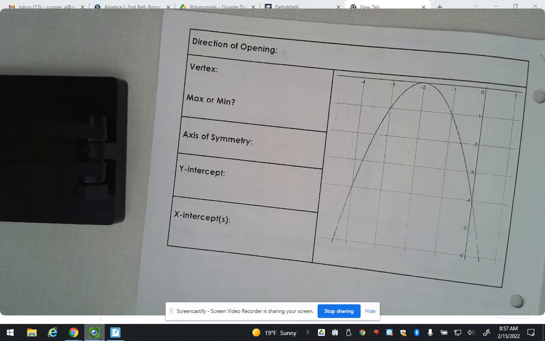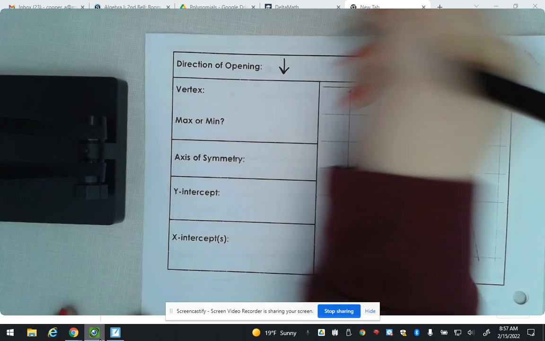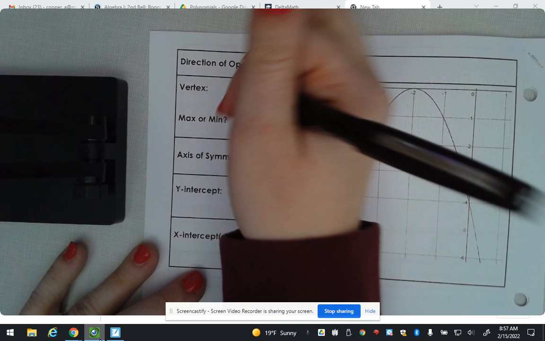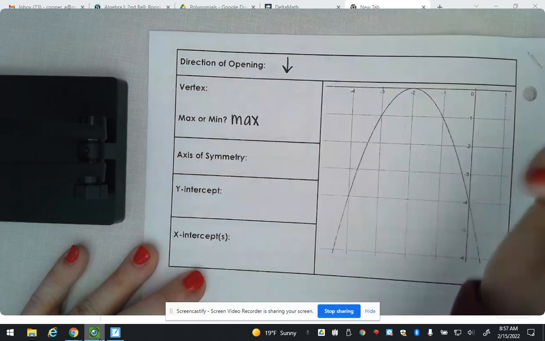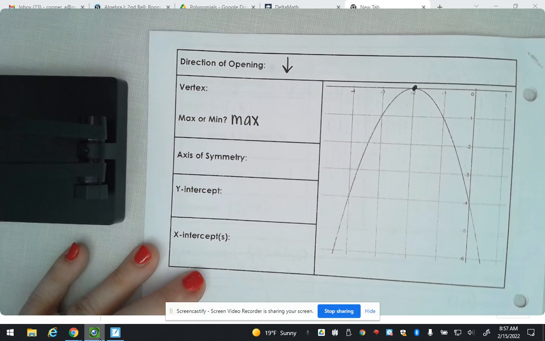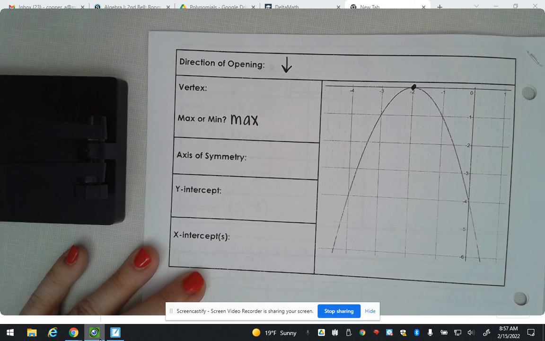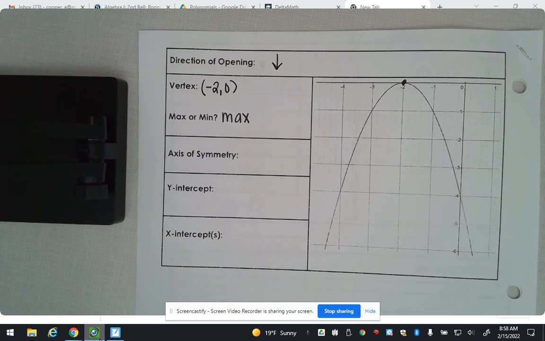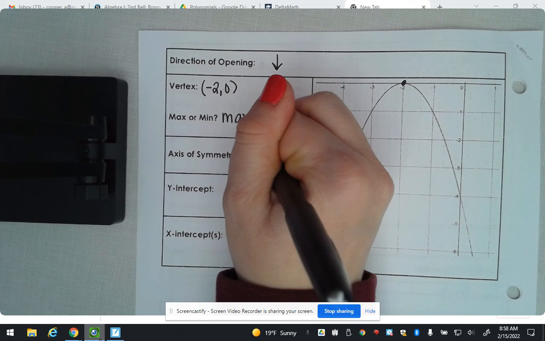Direction of opening. Up, down, or I have no clue. Down. Vertex, max or minimum? Maximum. Is this my vertex right here? Yeah? What are the coordinates of that point? -2, 0. Fabulous. Axis of symmetry. What do I start every single axis of symmetry with? X equals -2.